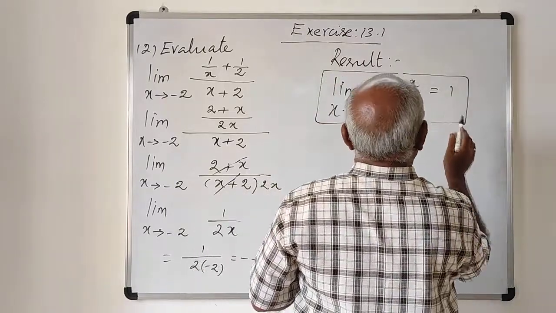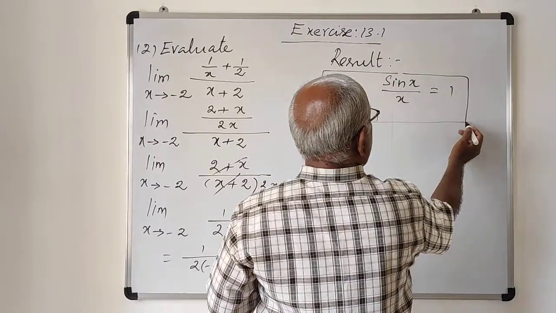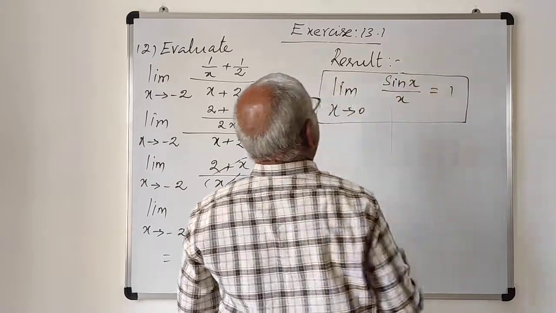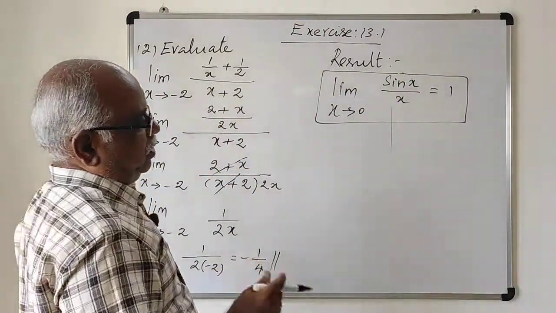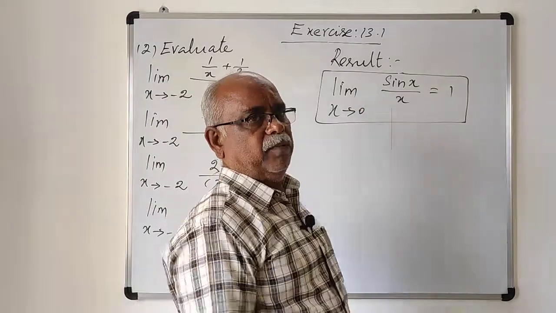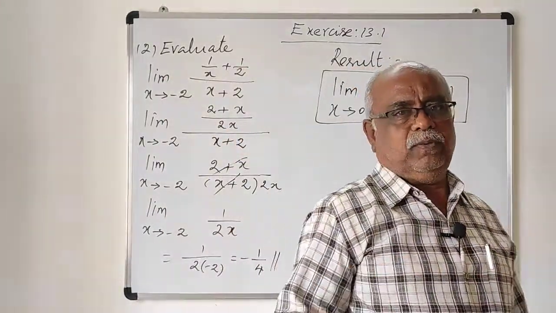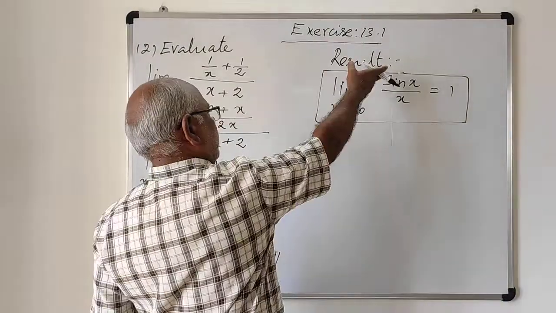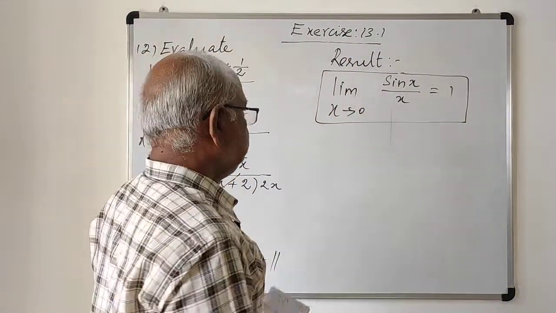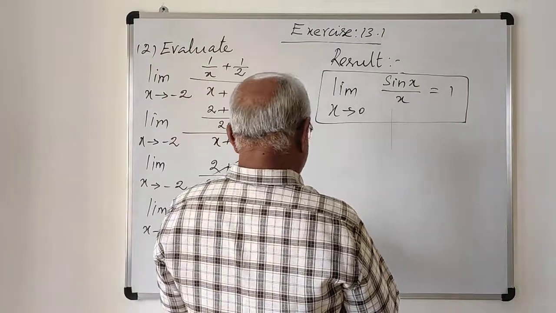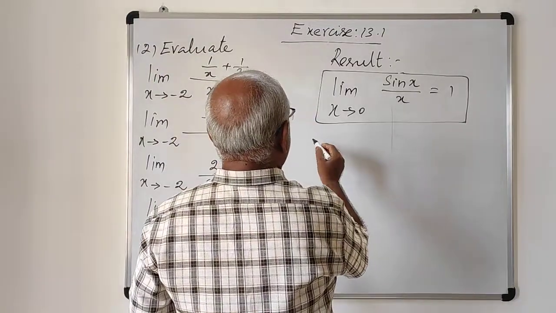You have to remember, limit x tends to 0, sin x by x is equal to 1. This is one result. Already we have derived limit x tends to a, x power n minus a power n by x minus a, that is n into a power n minus 1. Similarly, the limit of a trigonometric function, limit x tends to 0, sin x by x is 1. So using this result, I can solve one problem.